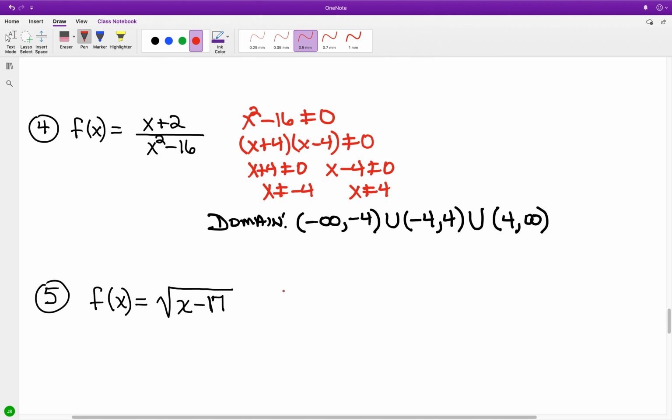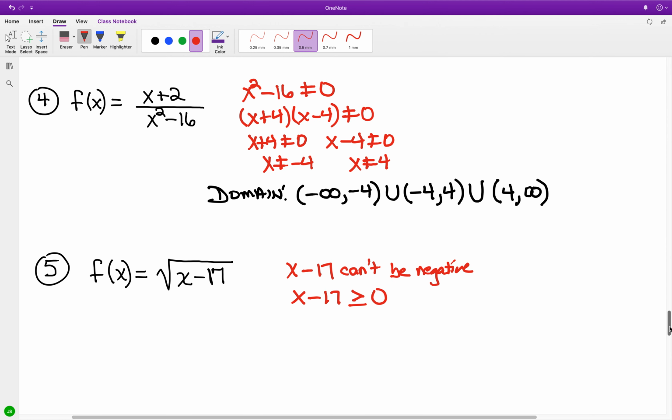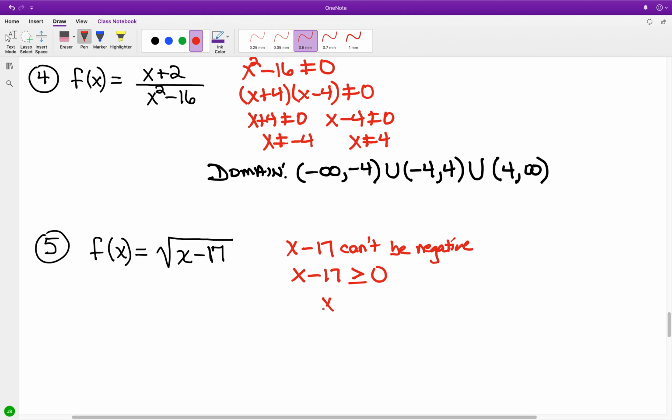And in this one, we have an even root radical. And again, in the real number system, we cannot have an even root radical of a negative value. So x minus 17 cannot be negative. Now it can be 0 and it can be positive. And as an inequality, we can say x minus 17 is greater than or equal to 0. And now for the set of values, x has to be greater than or equal to 17.